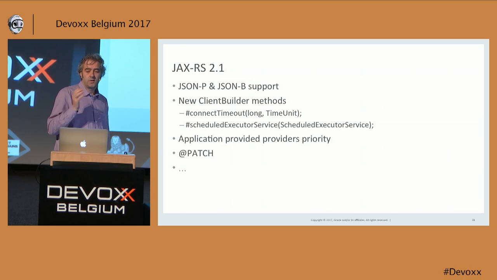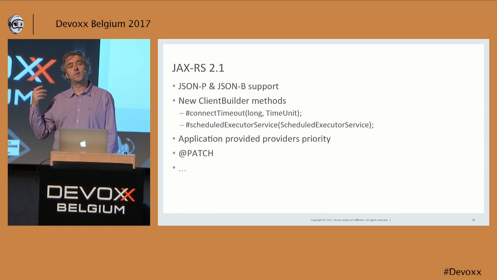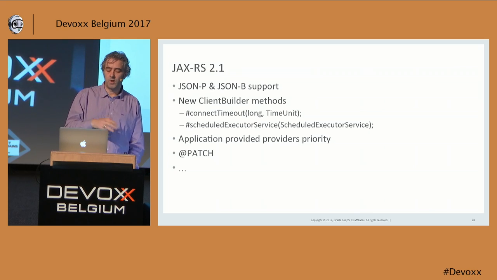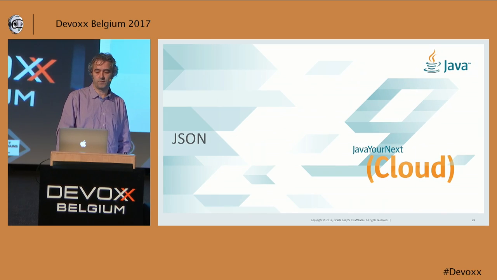So that was a very short overview of some of the new stuff that we're doing in JAX-RS 2.1. SSE and this new RX invoker are clearly the two major features of JAX-RS 2.1, but there are a bunch of other smaller features. Now let's talk about what we're doing on the JSON front.